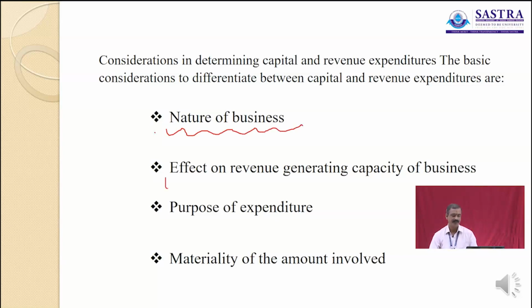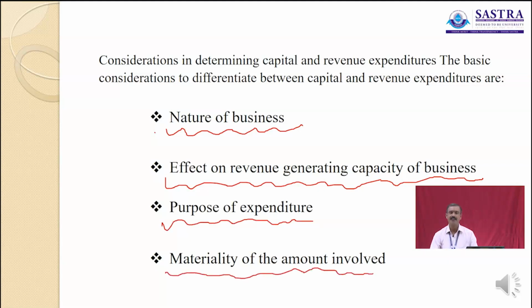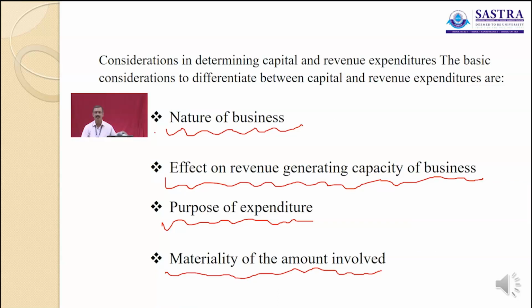The second is the effect on revenue generating capacity of business. And the third is the purpose of expenditure for which it has been spent. And the materiality of the amount involved is the final consideration in determining the capital and revenue expenditures. Let us see one by one. What is the nature of business?